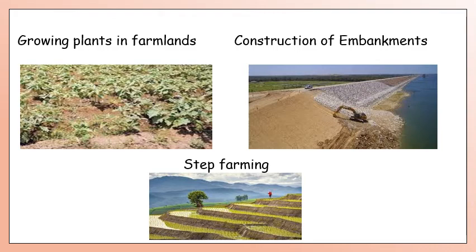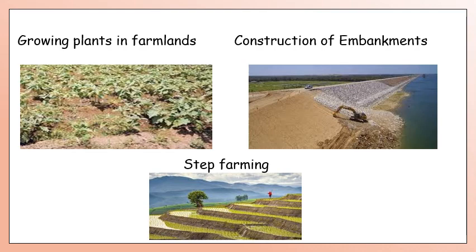Now, the next way to conserve soil is step farming. Now, students, you know that on hill slopes, the flow of rainwater is very rapid. It carries away a lot of fertile topsoil. So, farmers in hilly regions cut the slopes of hills into steps or terraces, and this farming, which is done by cutting steps in the hill slopes, is called step farming or terrace farming.